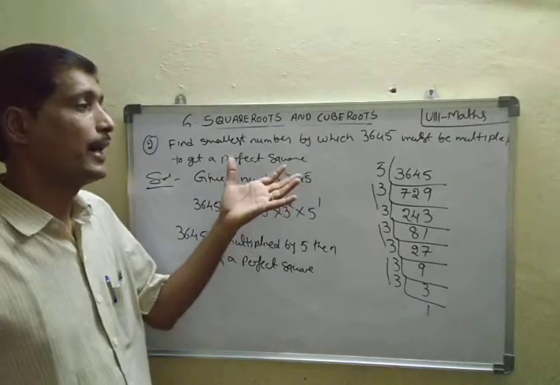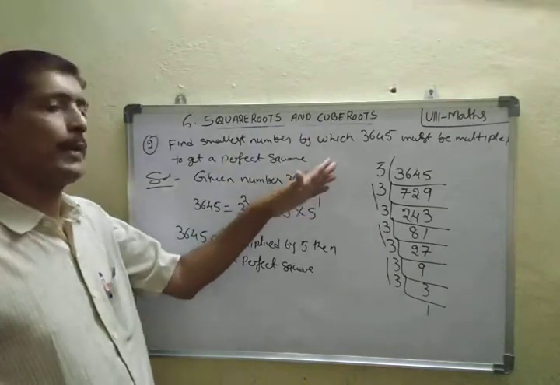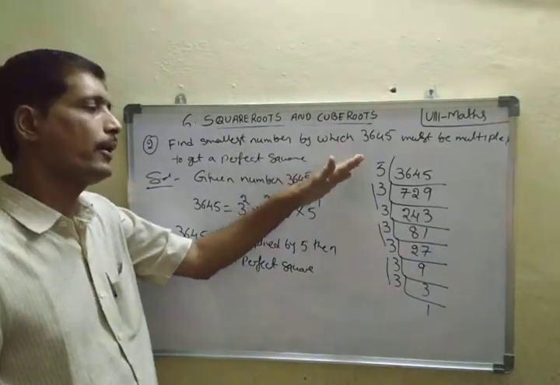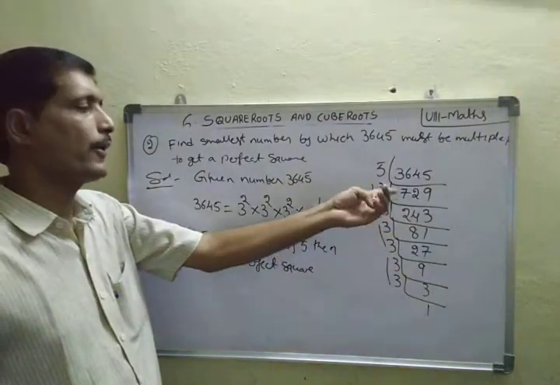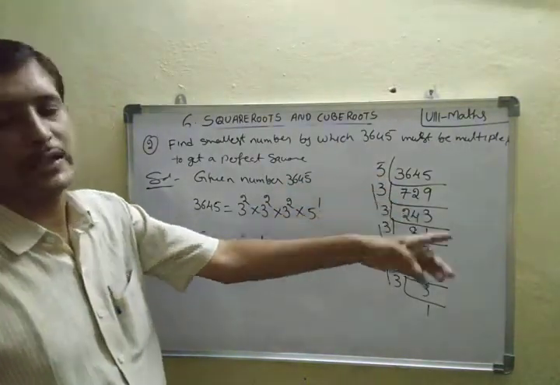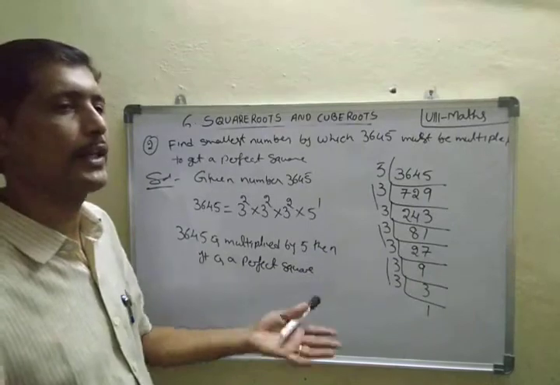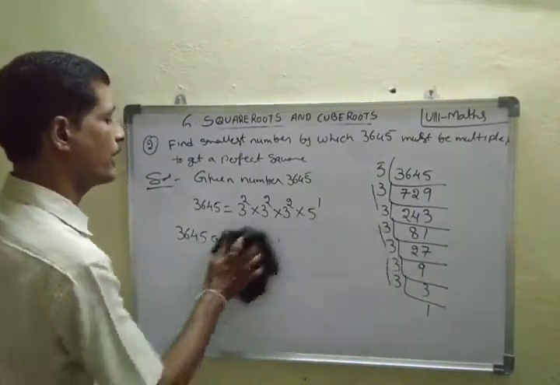Sometimes the question asks divided by; that number is also 5 only. Divided by 5, then it is a perfect square. Divided by 5 you get 729. Therefore 729 is a perfect square.